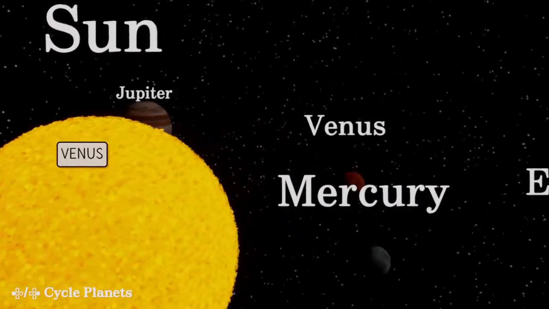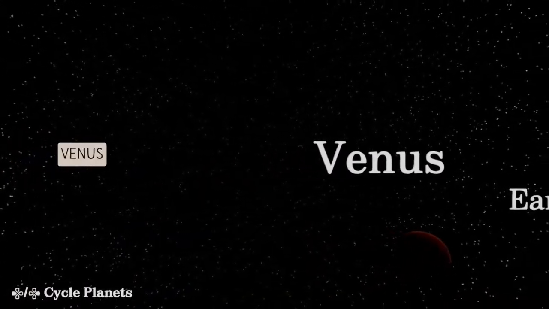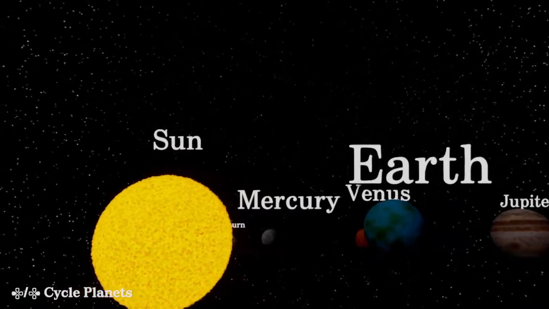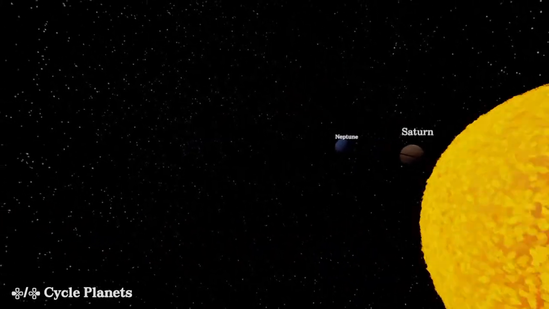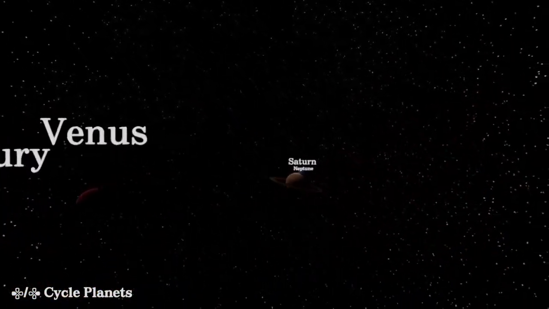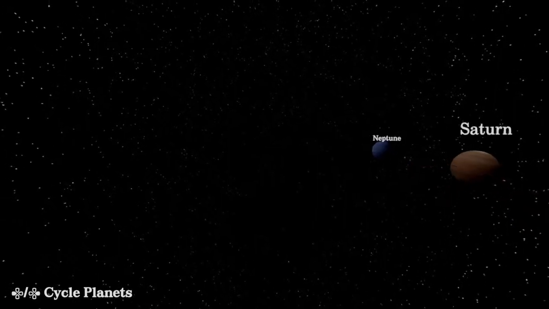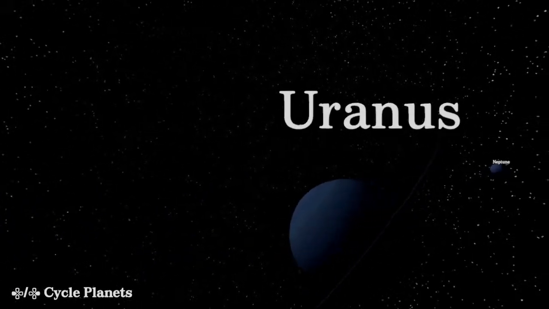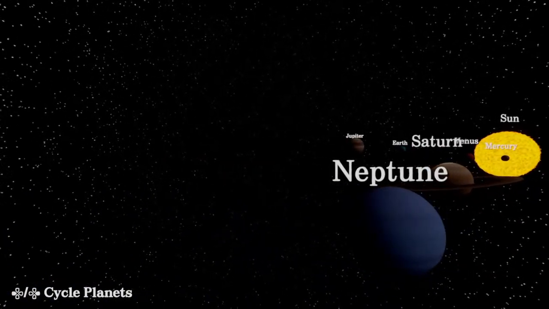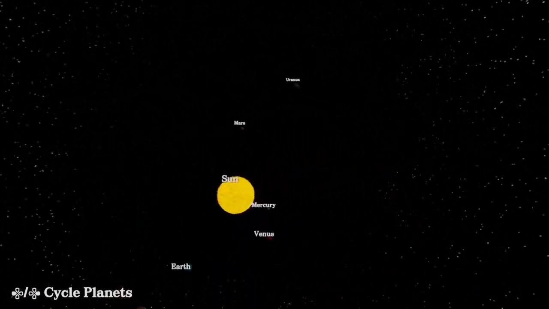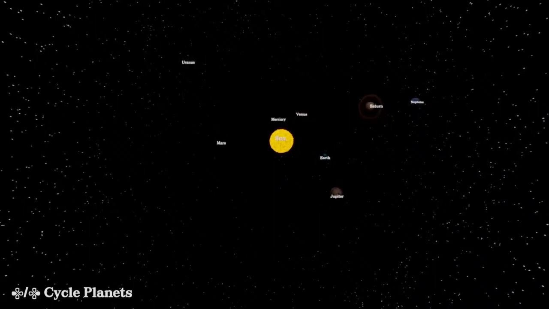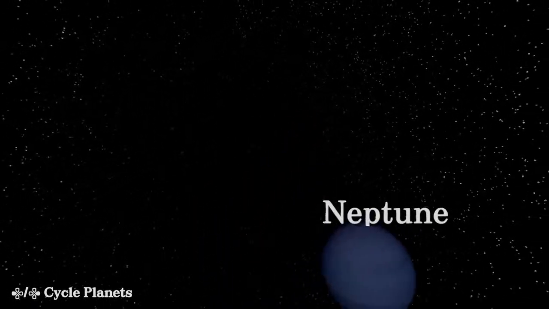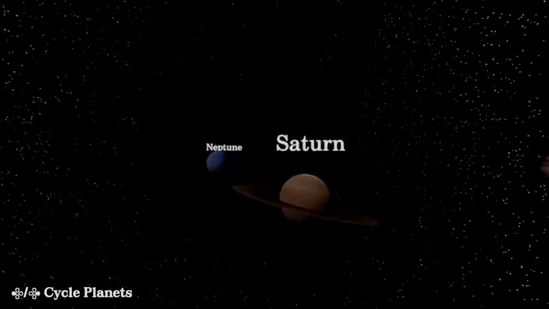So we got Mercury first, Venus, then you've got Earth, and this is in order from the Sun and outwards. Mars, Jupiter, Saturn, Uranus, and finally Neptune. Then once we get back here, we can start at the full view. You can also cycle backwards if you want to go backwards. You can go forward or back.